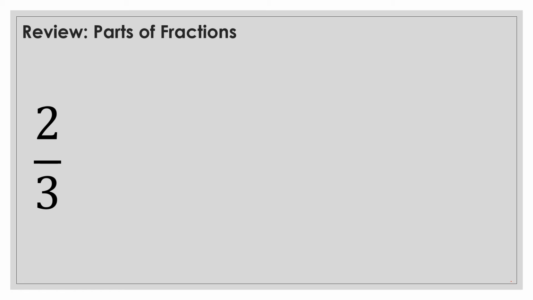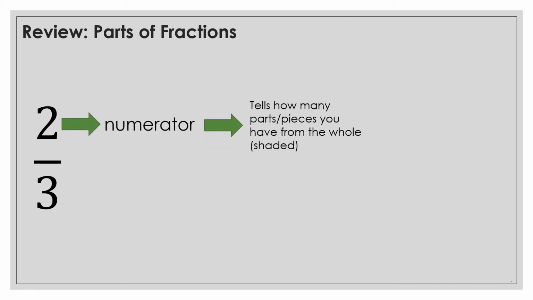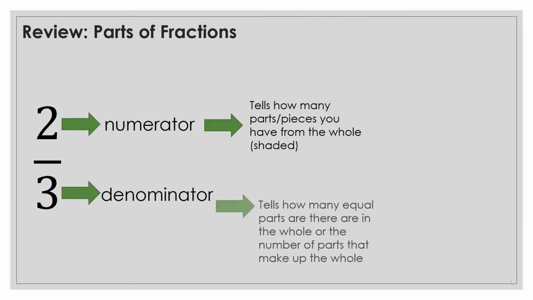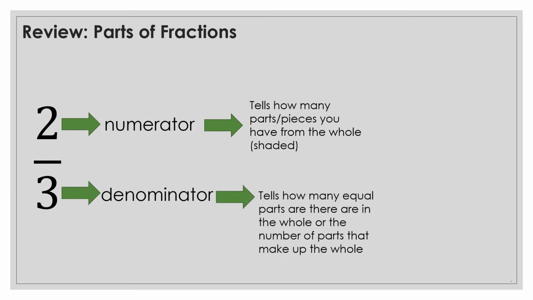First, let us have a fast review about the parts of a fraction. For example, 2/3. 2 is what we call numerator and it tells us how many parts you have from the whole. 3 is what we call denominator and it tells us how many parts is the whole divided into.